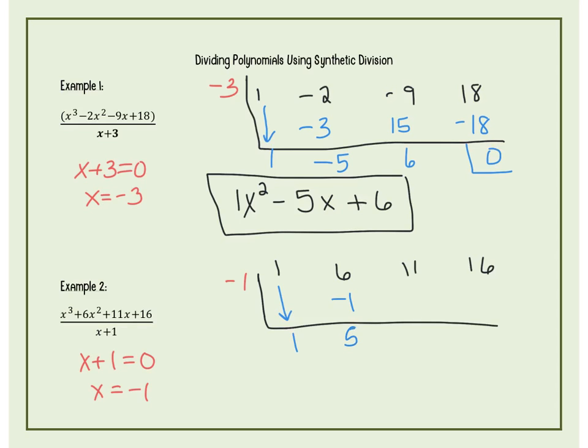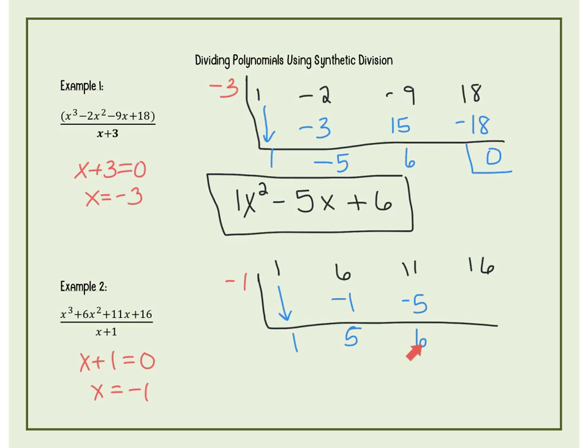Now multiply with the number on the outside. 5 times negative 1 is negative 5. Add these together. So 11 plus negative 5, or 11 minus 5, is a positive 6.